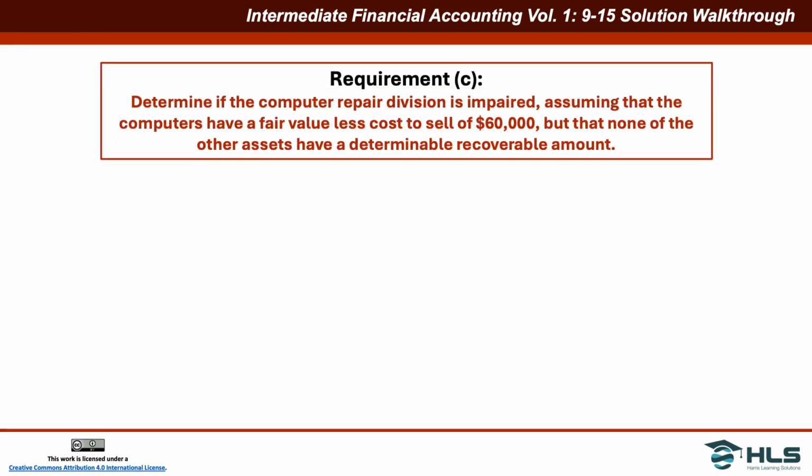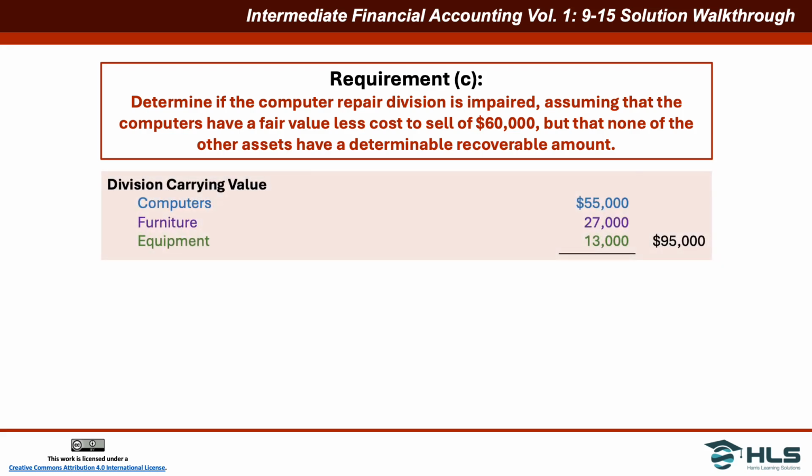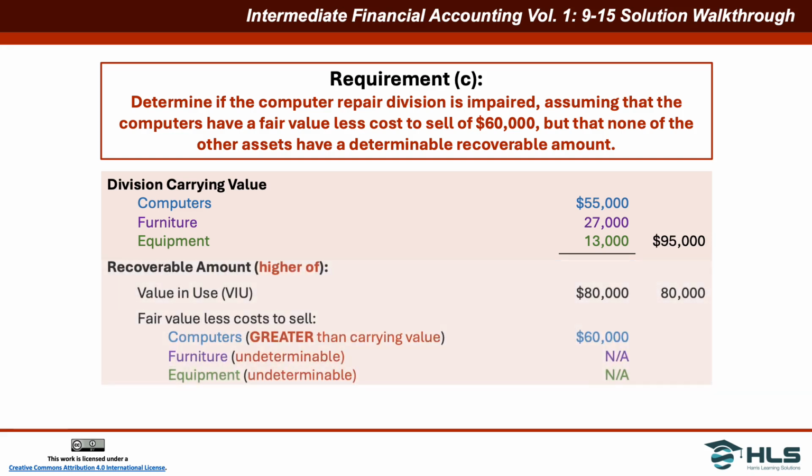Now under requirement C, where we're asked to determine if the computer repair division is impaired, assuming that the computers have a fair value less cost to sell of $60,000, but that none of the other assets have a determinable recoverable amount. So again, we're going to compare the carrying value of the division, but this time we'll break it out into computers, furniture, and equipment. They all add up to $95,000 based on $55,000 for computers, $27,000 for furniture, and $13,000 for equipment. Again, we would determine the recoverable amount to be the higher of either the value in use, which is $80,000 in this case, or the fair value less cost to sell.